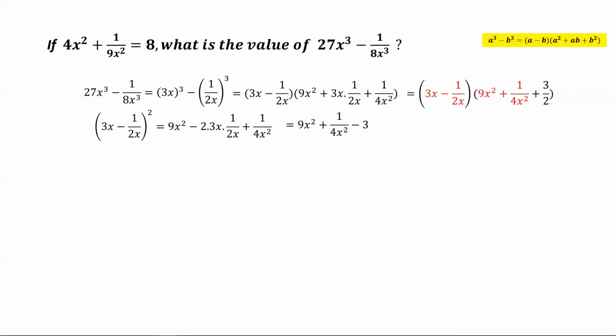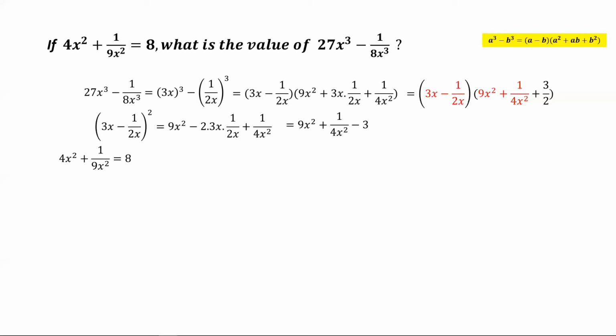So we are given the value of 4x squared plus 1 by 9x squared, and that's equal to 8. But what I have in the expressions above, especially in the terms involving x squared and 1 by x squared, is not 4x squared plus 1 by 9x squared, but 9x squared plus 1 by 4x squared. The question to ask is, can we evaluate 9x squared plus 1 by 4x squared from simply what we are given, which is 4x squared plus 1 by 9x squared?